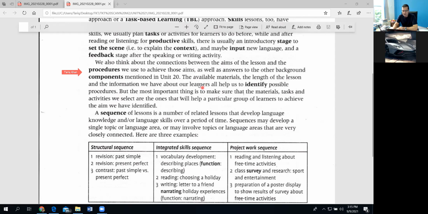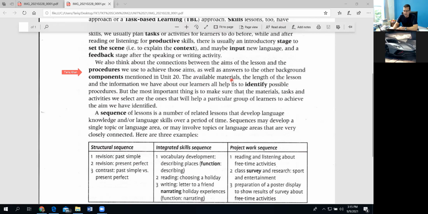Now, here what we see is the available material. What materials are available for you in order to make a lesson plan and teach that particular lesson? When you are working in a school, you already have some material, plus supplementary material you add from your side.